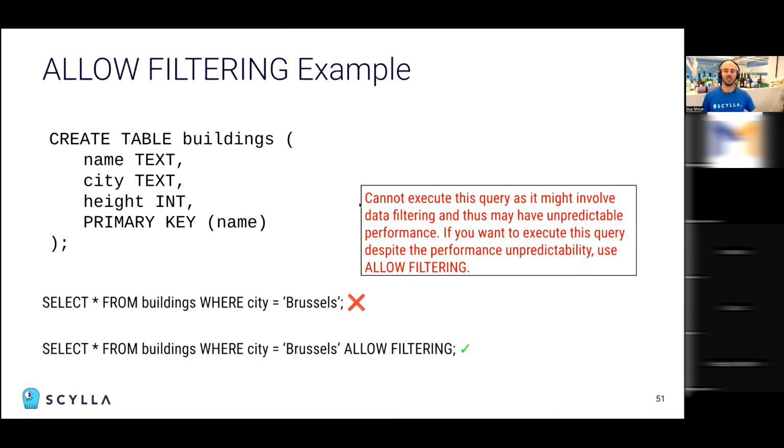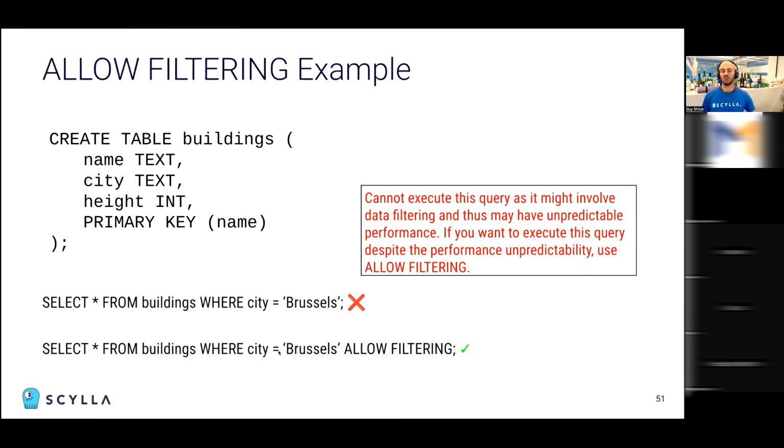And this error message says this query cannot be executed. It might have unpredictable performance. And if I want to override it, I have to use the allow filtering keywords. So maybe it's not really an error message, it's more like a warning. And the database is telling us, listen, you can perform this query, but if you perform it, we cannot guarantee the performance. It might be very slow because we don't know where the data is. We're going to have to scan the entire database. So if I add the keywords allow filtering, then this query would simply work.